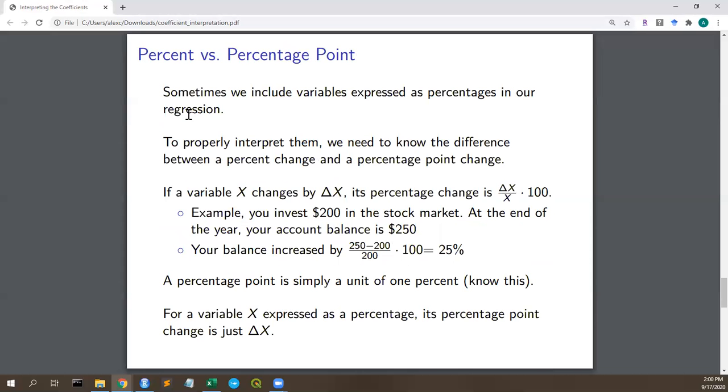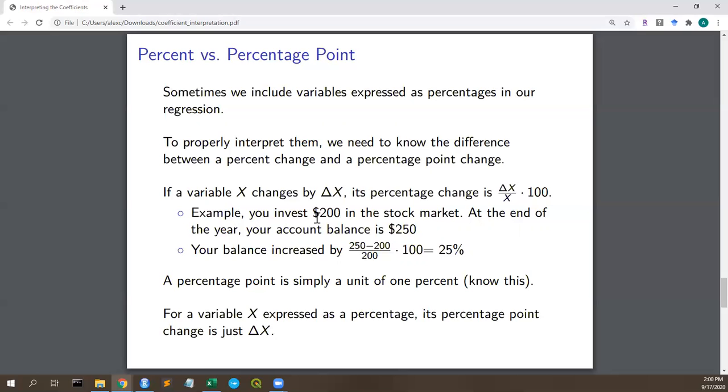Okay, so sometimes we include variables that are expressed as percentages in our regression. To interpret them, we need to know the difference between a percent change and a percentage point change. If a variable x changes by delta x, its percent change is delta x over x times 100. So if I have 10 bedrooms in my mansion, and I add 1 bedroom, it's 1 over 10 times 100. That's going to be a 10% increase in the number of bedrooms.